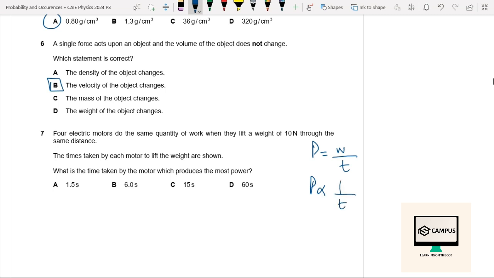So the motor which produces the most power would take the least time. So which is the least time? Yeah, 1.5 seconds. All right, that's good. Moving on.